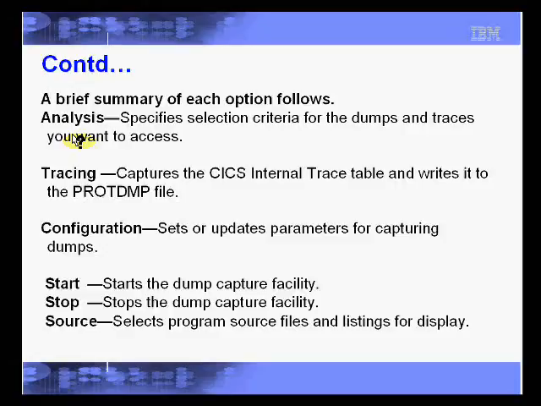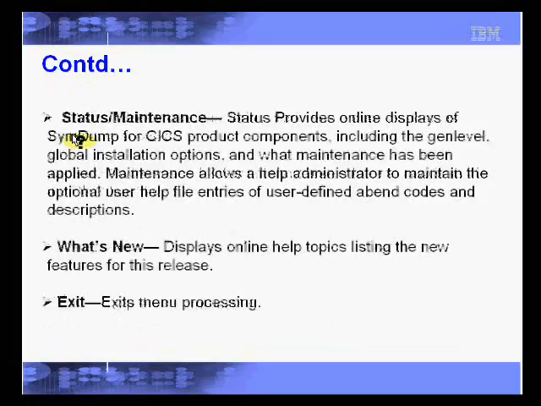Source selects program source files and listings for display. Status or maintenance. Status provides online displays of SimDump for Kix product components, including the general level, global installation options, and what maintenance has been applied. Maintenance allows a help administrator to maintain the optional user help file entries of user-defined event codes and descriptions.